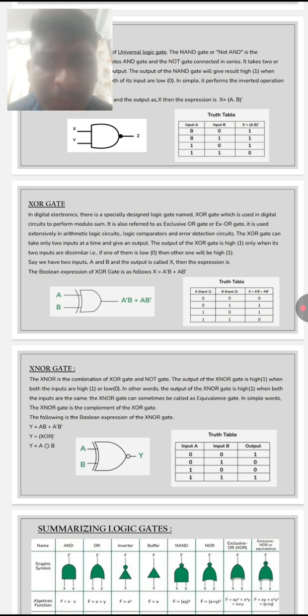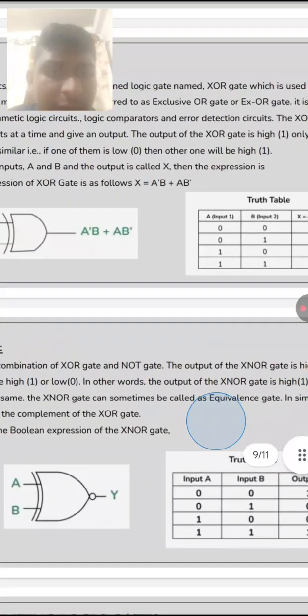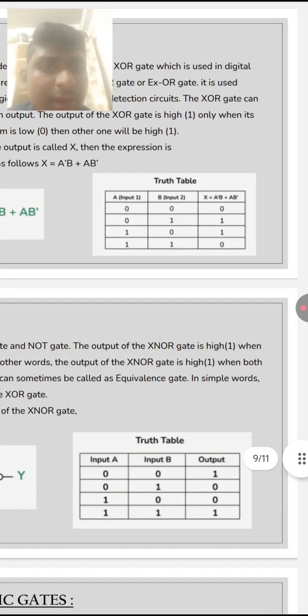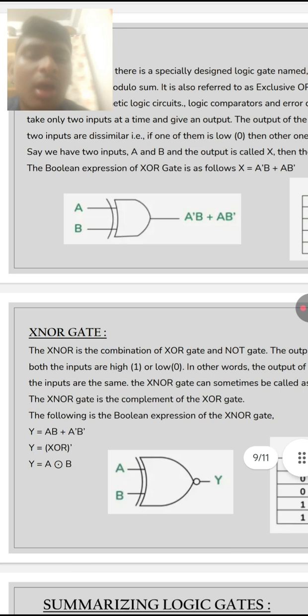The XOR gate output is high when the two inputs are dissimilar. If one of the two is low, then the other one will be high. Say we have two inputs A and B and the output is called X, then the Boolean expression of the XOR gate is as follows: X is equal to A bar B plus B bar A. Now we can see the truth table clearly. We get the outputs. Now we can see the diagram.